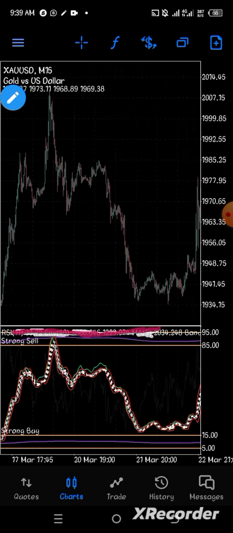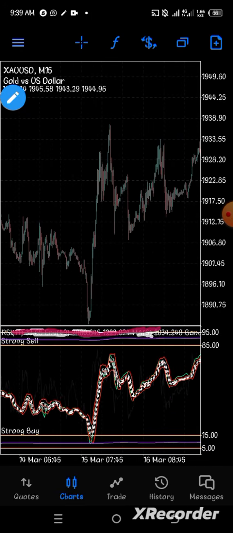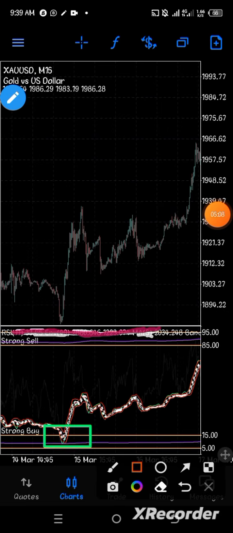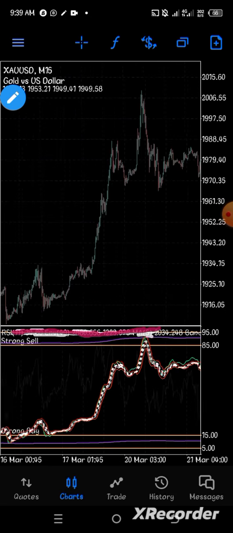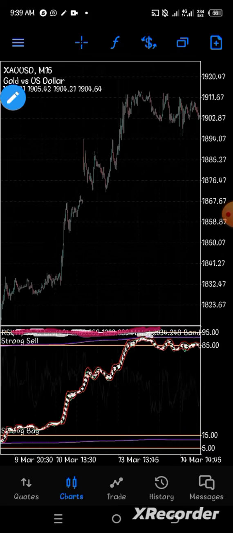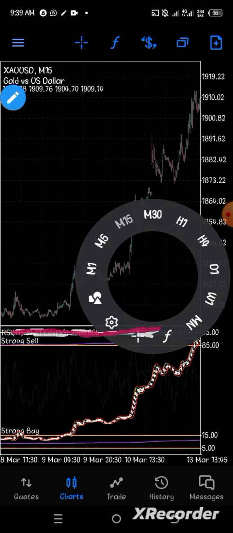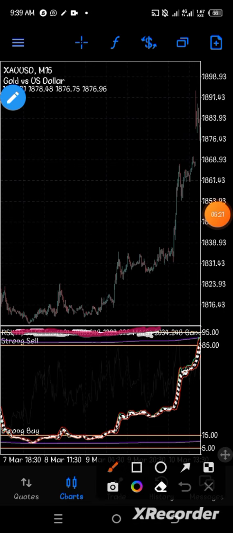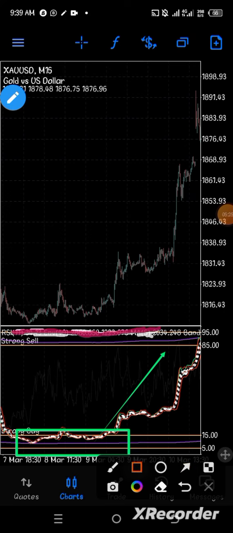Let me show you. This is how it is. This is another opportunity. Look at this place. Oversold, bounce up. Look at it. Let me show you another example. This is the 15-minute time frame. It's like this also in the 5-minute time frame. This is oversold level, the market bounces back up.